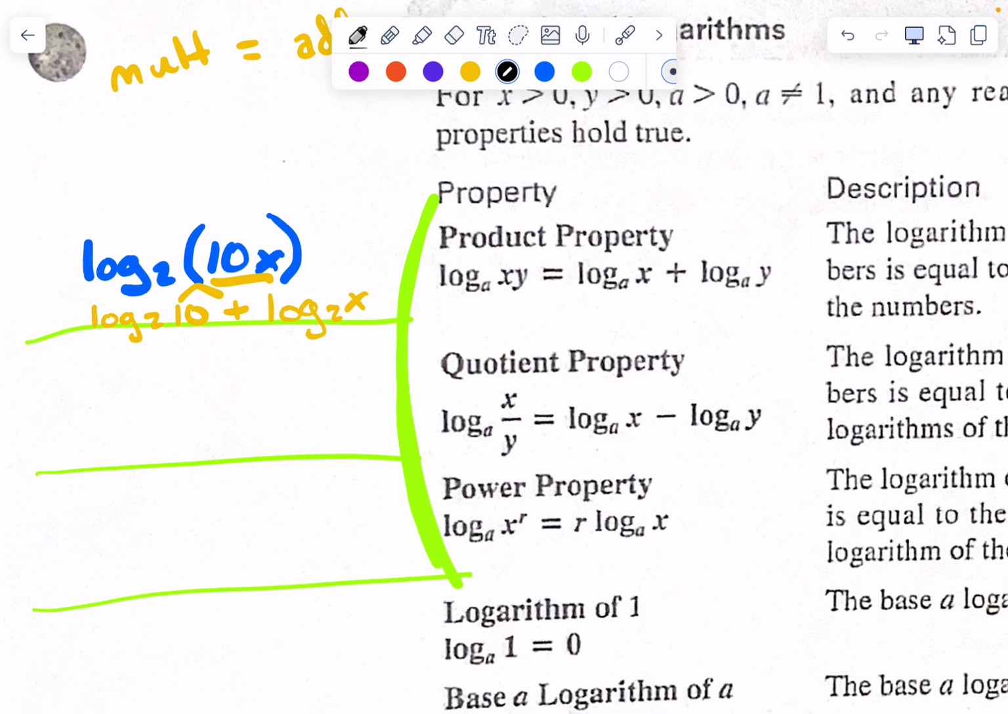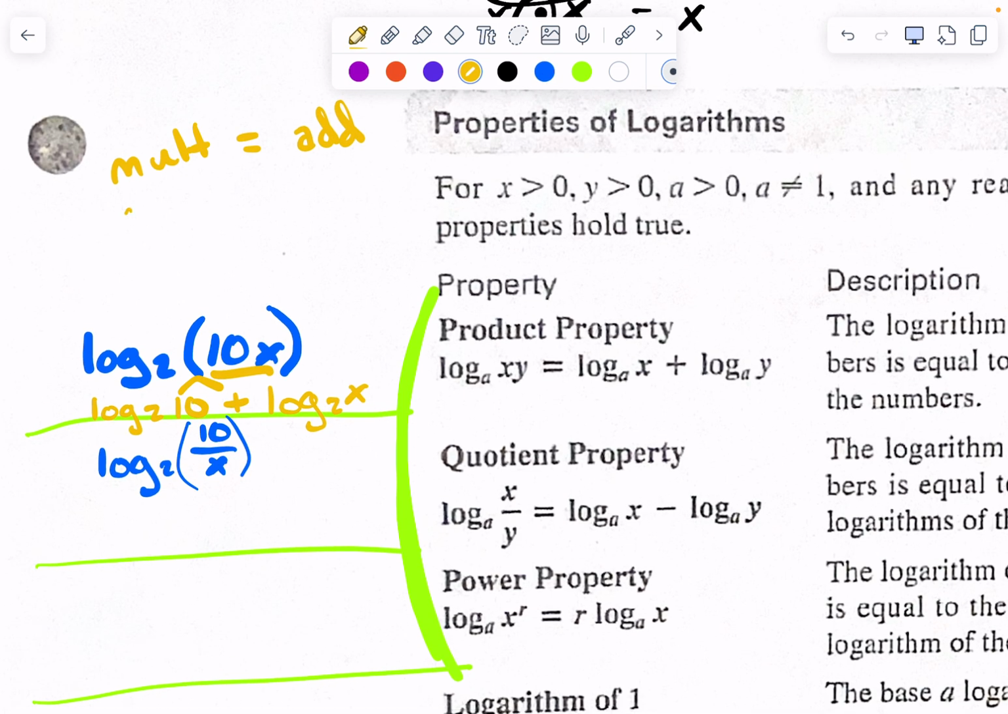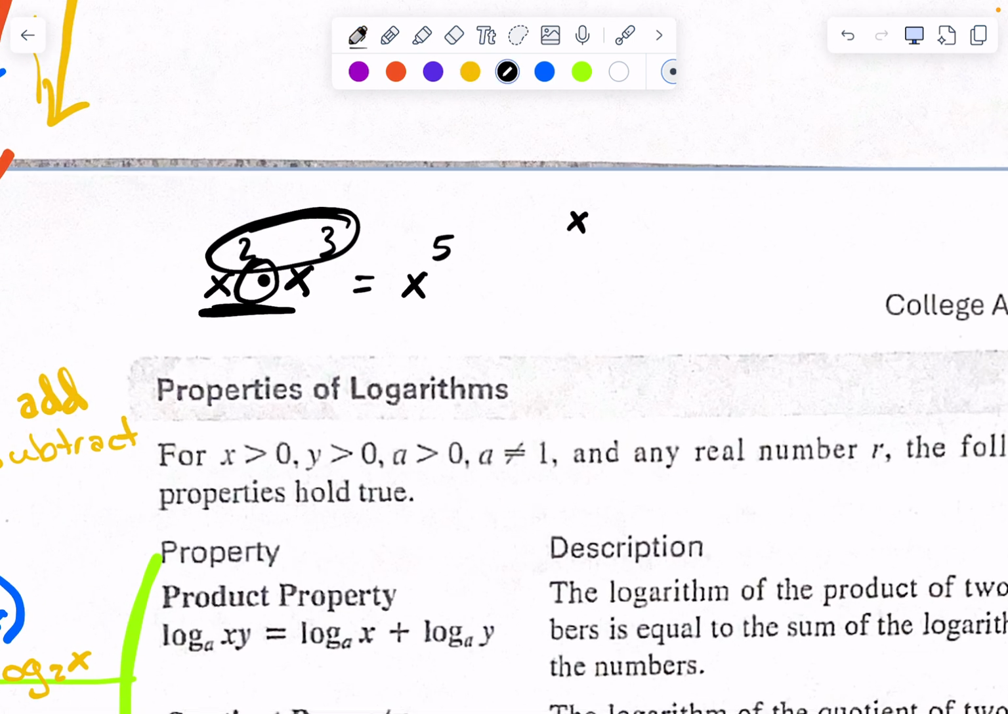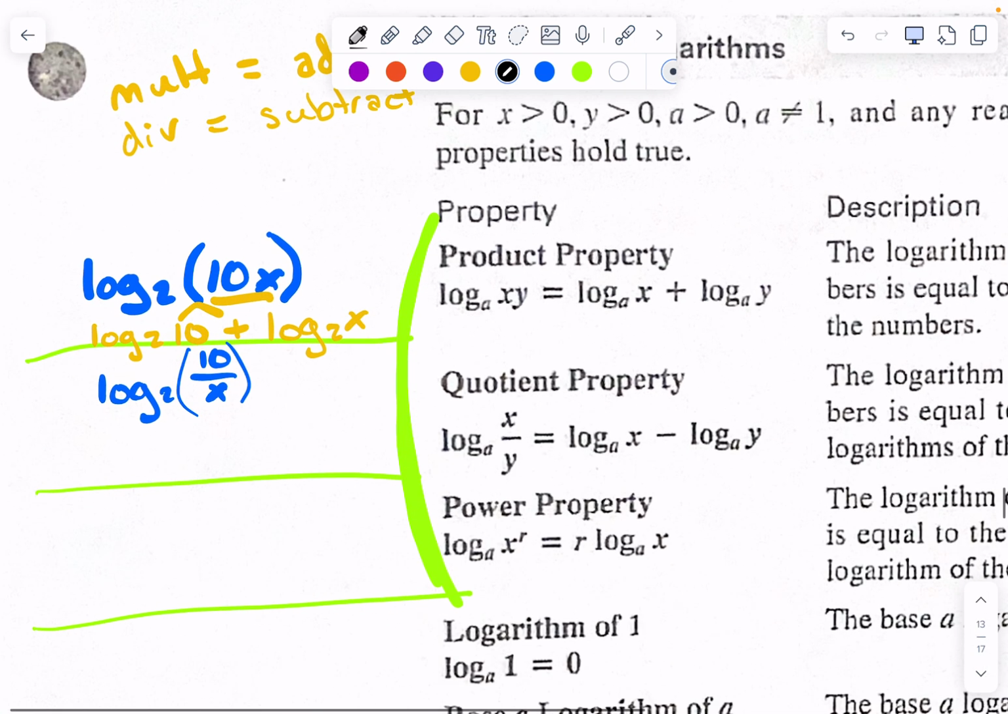Okay, now quotient property. Let me do the same thing again. Let's say I have log base 2 of 10 over x, in parentheses maybe. If I want to break that apart, 10 and x are being divided. Divide means subtract in log world. The reason is, let's say I have x to the 5th divided by x to the 3rd. I'm dividing those, but what do you do with the exponents? You subtract them, and it's x squared. So divide means subtract. So this will be log base 2 of 10 minus log base 2 of x. That's how that works.